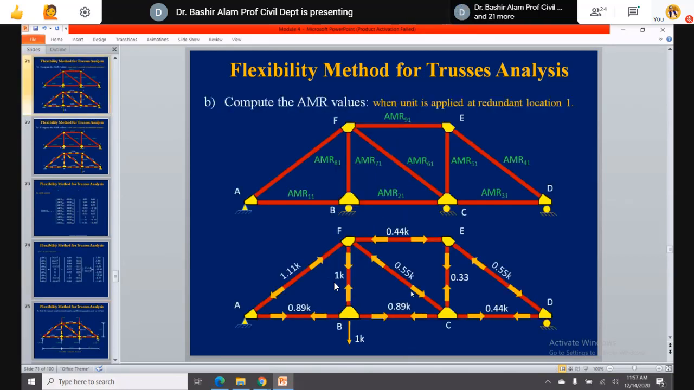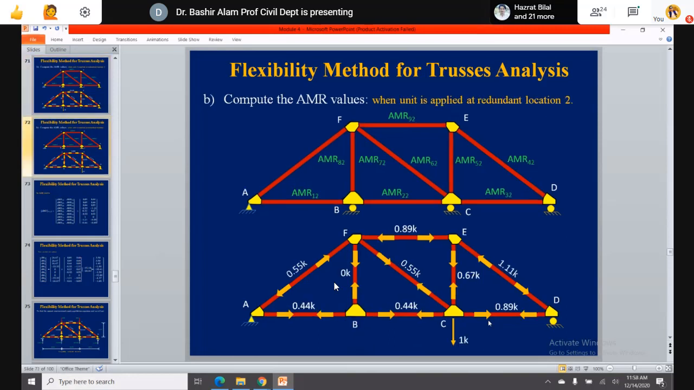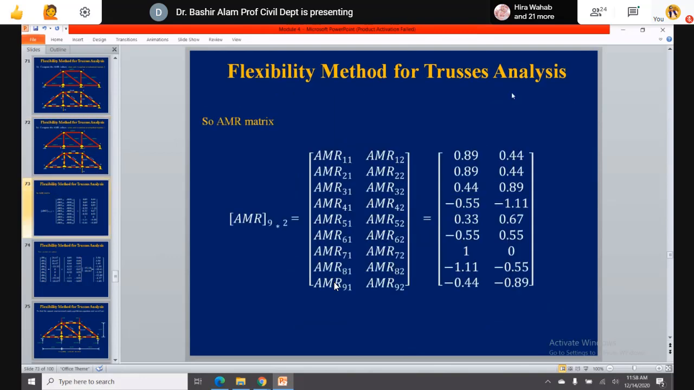And next, we complete the first column of the AMR matrix, and it is coming from here where AR1 is applied, a unit value of AR1. These are all those values. So AMR11 is 0.89, then AMR21 is 0.89, and this is 0.44. Here you can see these values. The second column, AMR2, will be completed from here. This is what we discussed, the first column, and this is the second column now.